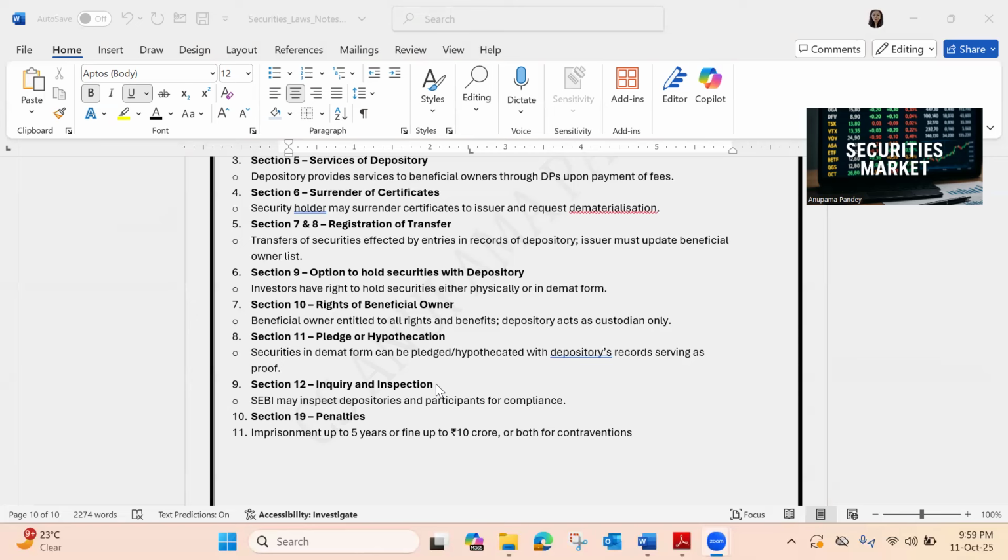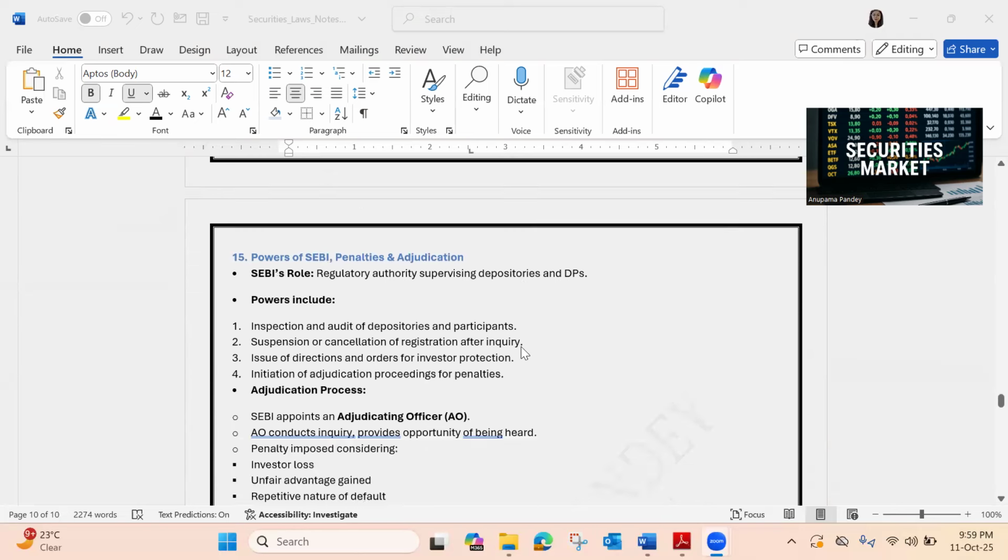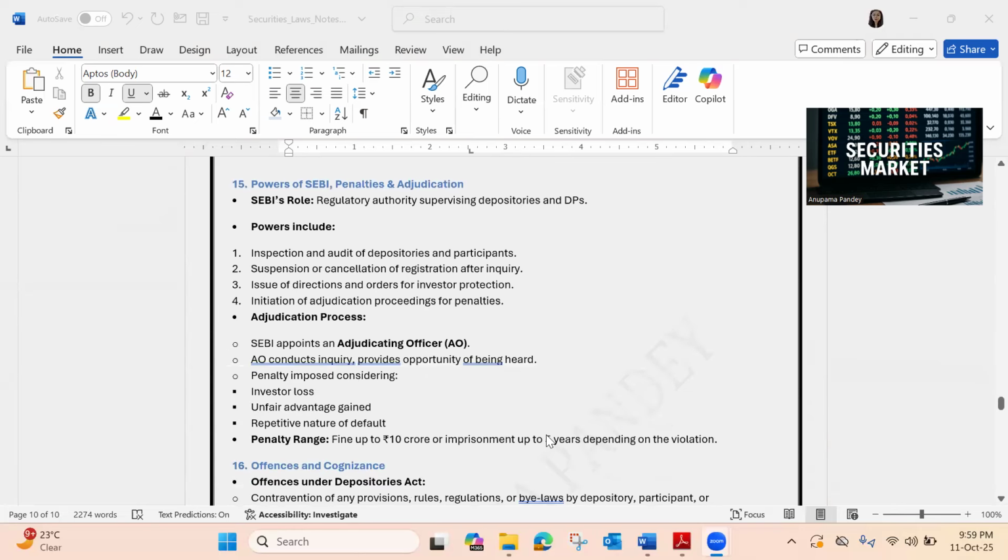Section 11 is pledge or hypothecation of securities. Securities in demat form can be pledged or hypothecated with the depository's record serving as proof. Section 12 is inquiry and inspection. SEBI may inspect depositories and participants for compliance. And Section 19 deals with the penalties. So imprisonment up to 5 years or fine up to 10 crore or both for contravention has been provided for the non-compliance. So here, moving ahead with the powers of SEBI.